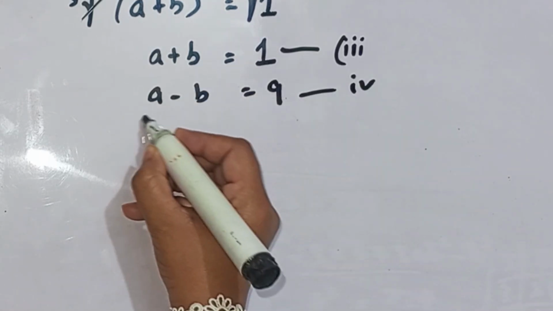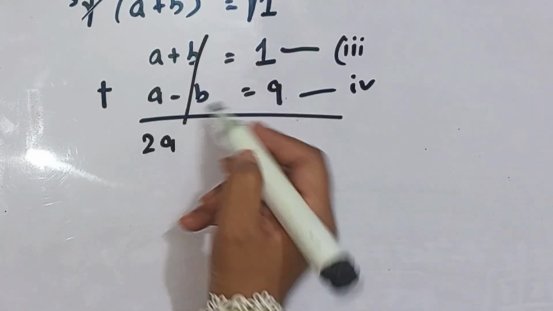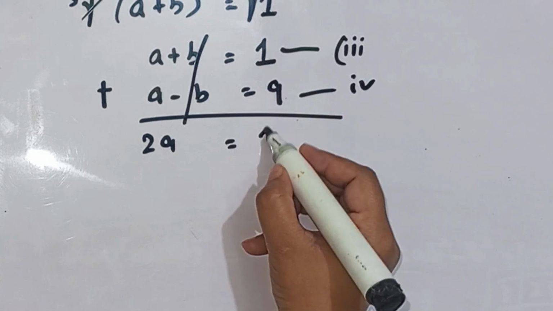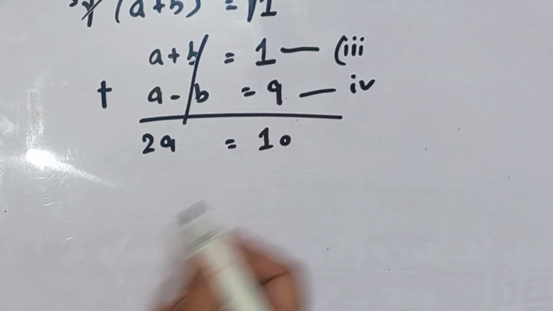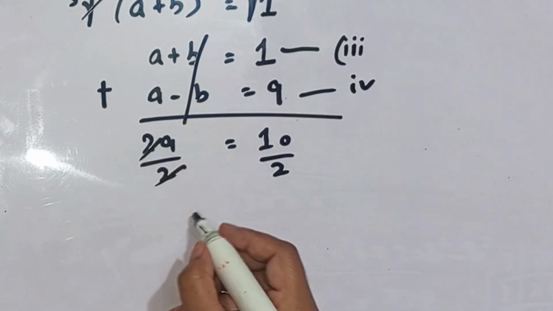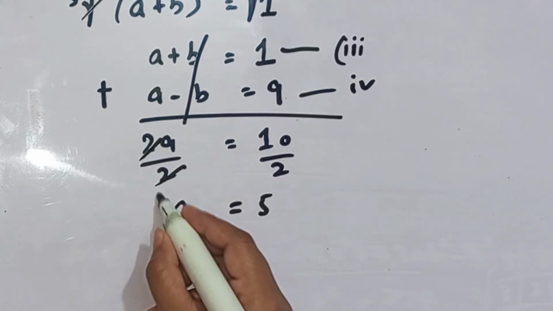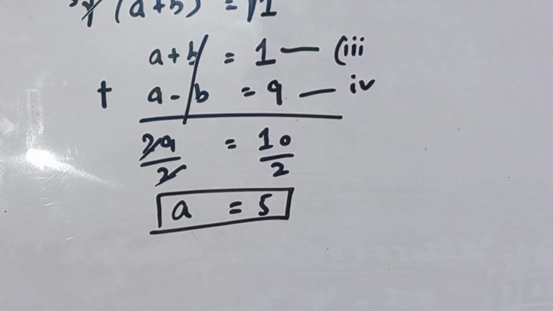Now we add these two equations. Then we get 2 times a, the b terms cancel, and the right hand side is 10. In the next step we divide this equation by 2 on both sides. The 2 and 2 cancel, we just get a is equal to 10 divided by 2, which is 5. So in our question the value of a is 5.